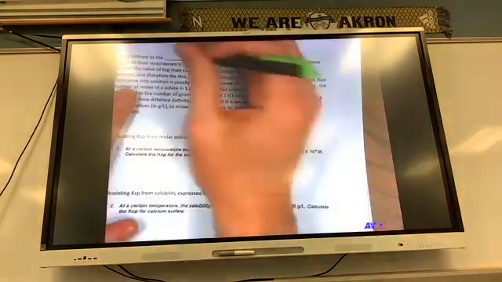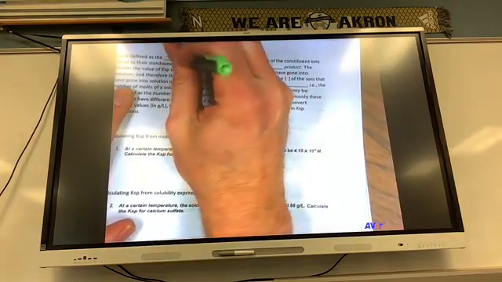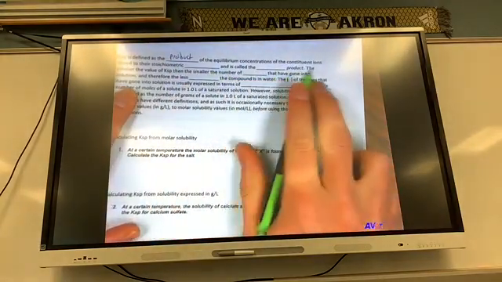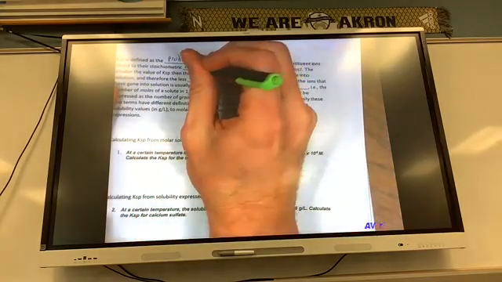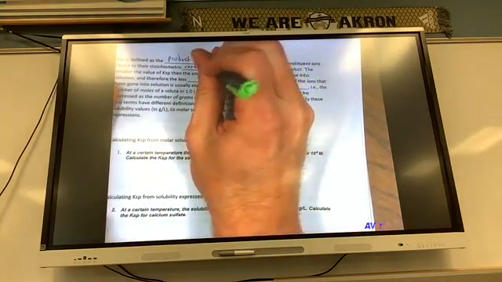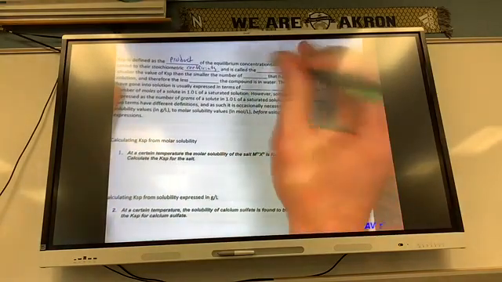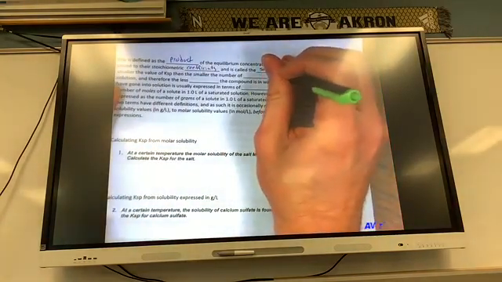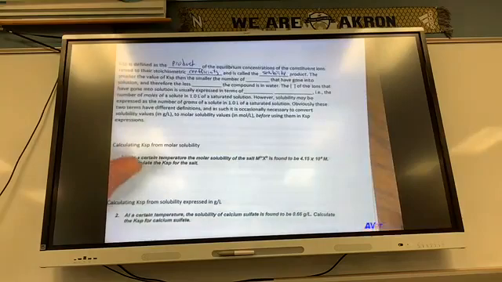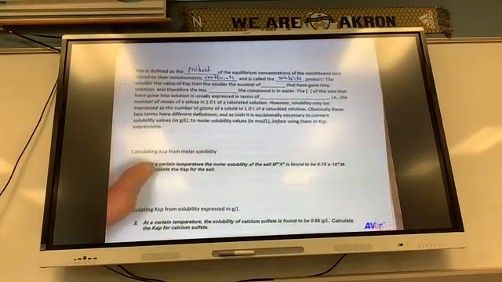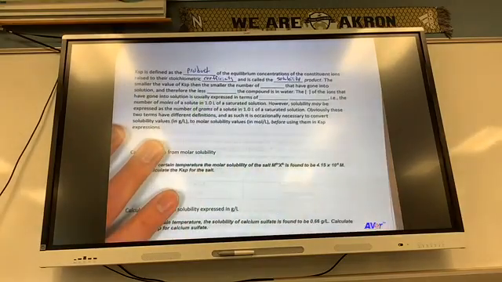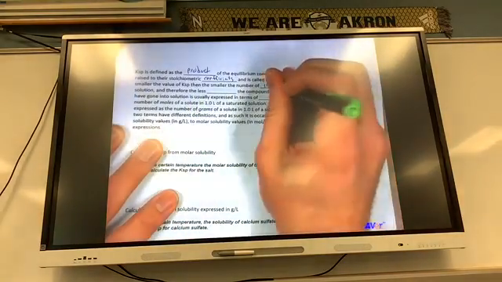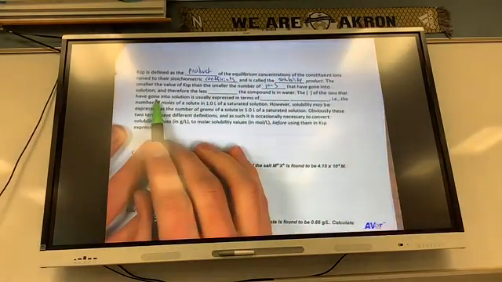KSP is defined as the product, which makes sense, of the equilibrium concentrations of the constituent ions raised to their stoichiometric coefficients, and is called the solubility product. And that's the SP part of it. The smaller the value of KSP, the smaller the number of ions that have gone into solution. Therefore, the less soluble.